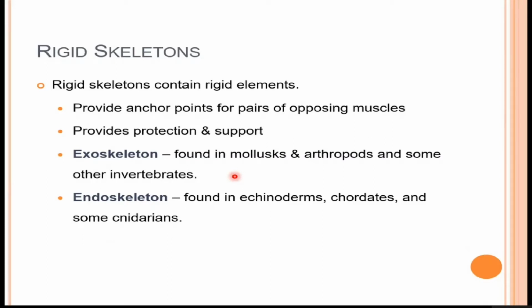They provide the anchor points for the pair of the opposing muscles from where they attach to the muscles and move and change the direction of the force exerted by the muscles and hence enabling the animal to move easily and locomote properly. They also provide protection and support to the animal body by encasing the major vital organs, like we discussed earlier, and they can be present within the animal body or outside the animal body.